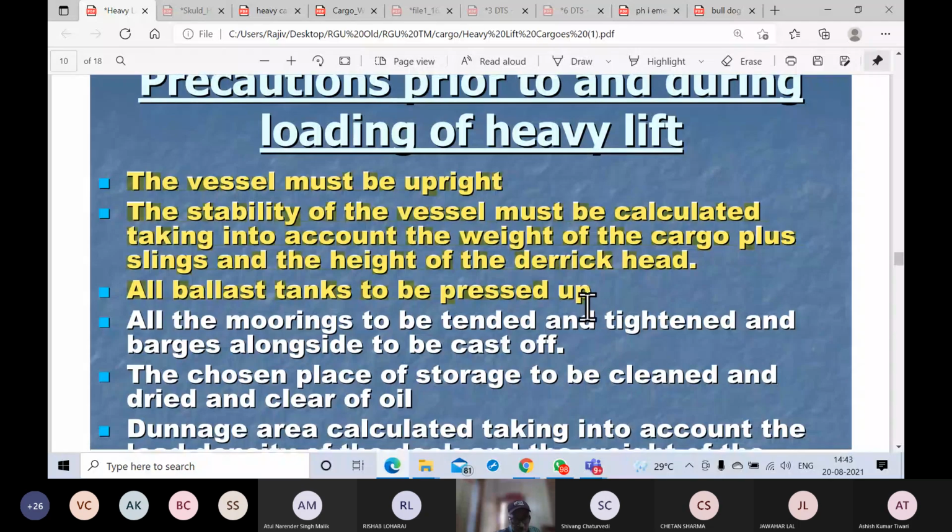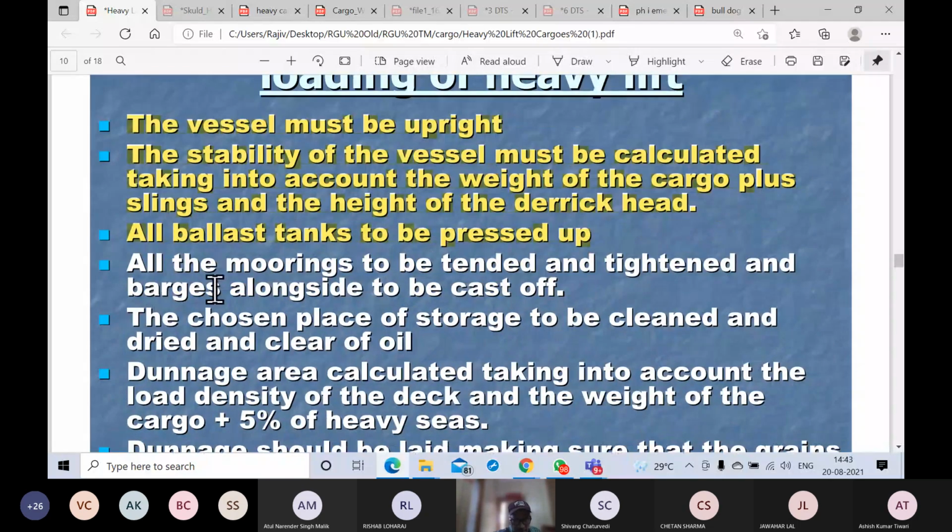Then what do you make out of this point? All the moorings to be tended and tightened. Any barges alongside to be cast off. So to stop the movement of the vessel, to keep it steady and alongside. And with the barges, if anything goes wrong, the barge will also suffer damage along with our own ship. If the ship gets the capsizing moment, the barge will also come into that effect, which is going to increase the owner's liability.